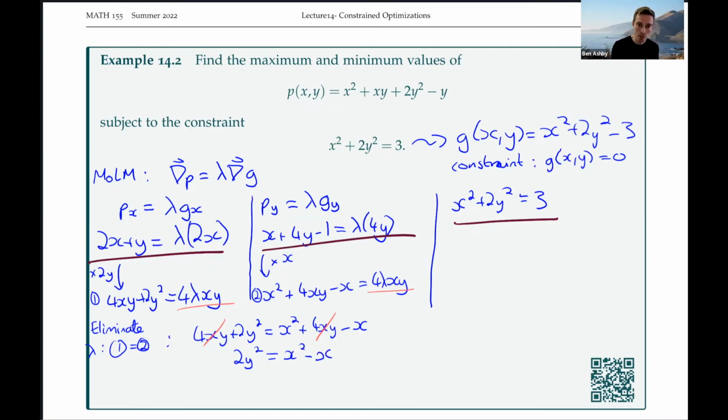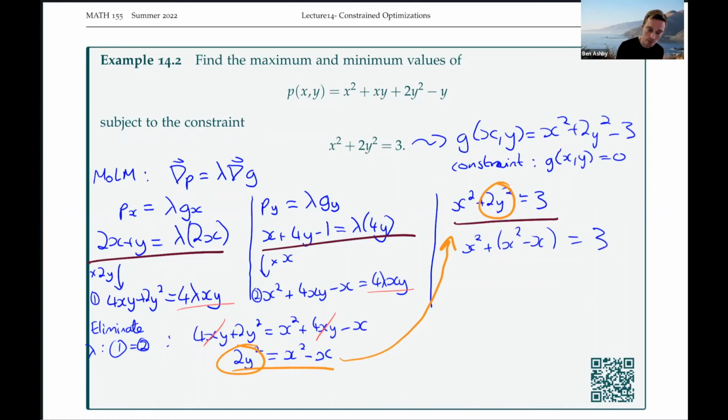Okay, so from here, we now need to substitute this equation, which I'll underline in a different color. Here we've got a 2y squared, and we've also got a 2y squared up here. So we can substitute this into our constraint. If we do that, we're going to end up with x squared plus x squared minus x equal to 3. And then if we expand this out, we have 2x squared minus x minus 3 equal to 0. This happens to factorize into 2x minus 3 times x plus 1 equal to 0.